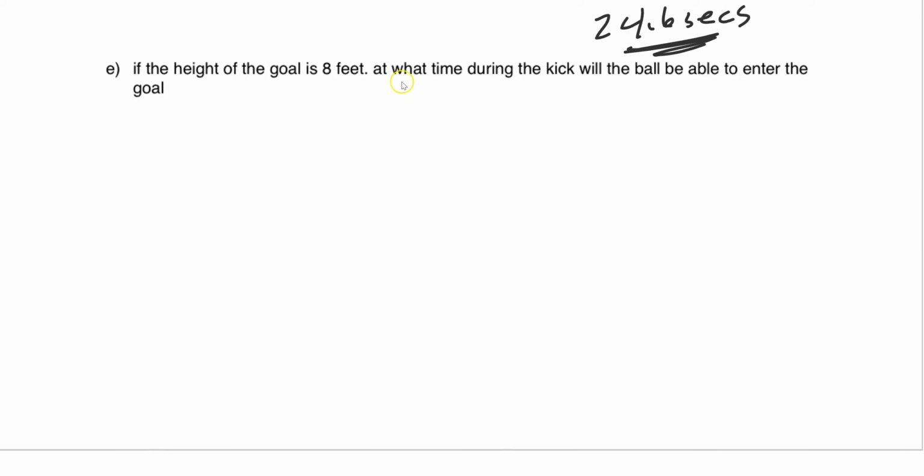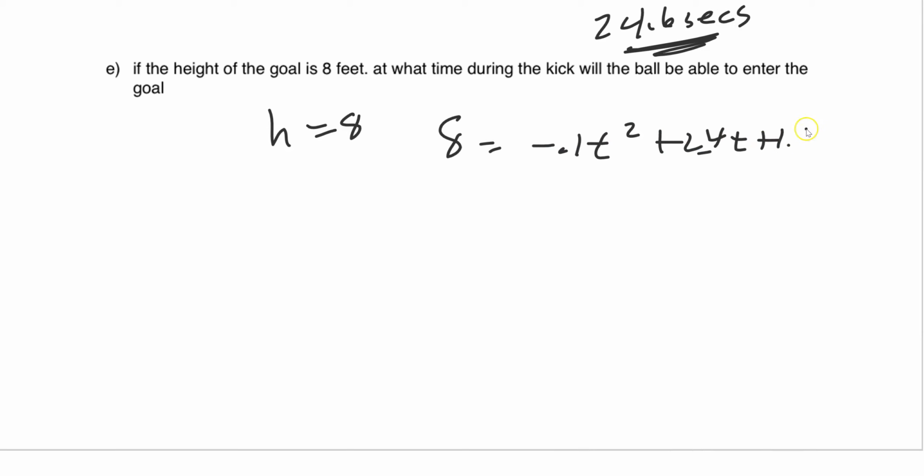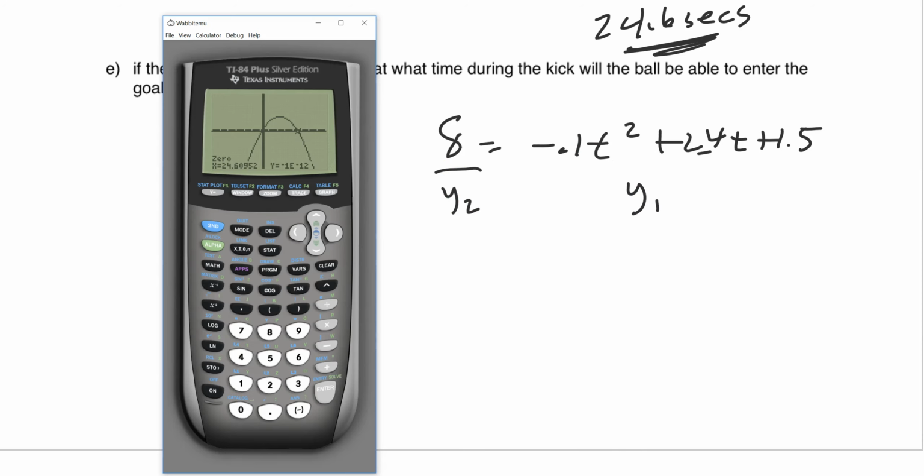If the height of the goal is 8 feet, at what time during the kick will the ball be able to enter the goal? So in this case, my height is going to be 8 feet. Right, so how long does it take to get to 8 feet? It's actually a very similar equation. Now I have two things here. What I'm going to do is I already have this one graphed. I'm going to graph this one also. I could set it equal to 0 and do it again, but the easiest way is just to graph that one also. So I'm going to go to y equals. Let's make this an 8.